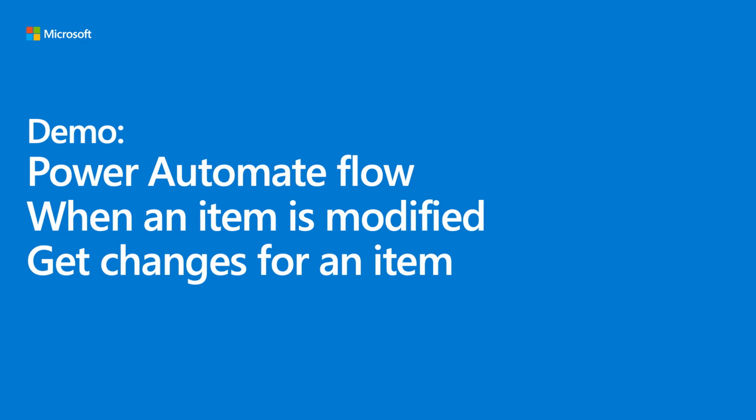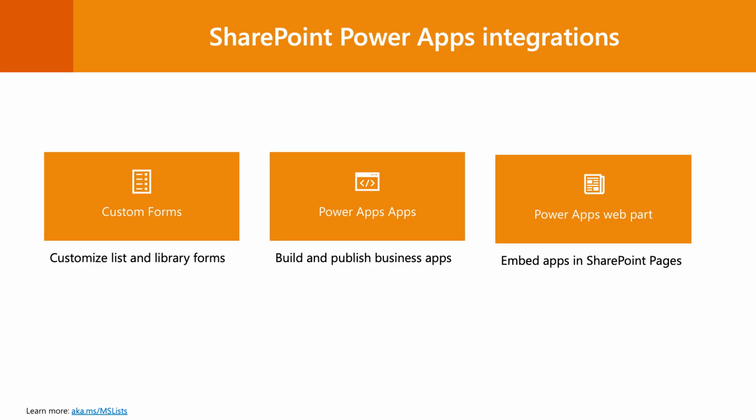So to recap, we saw how we can use Power Automate to orchestrate some of the business logic you have and keep your team informed. Now we're going to look at how you can use SharePoint Power Apps to even take it further, maybe build an app that works with the list data and share it with your users.